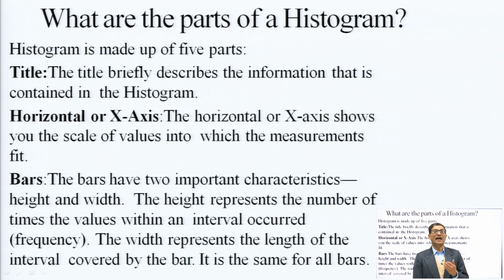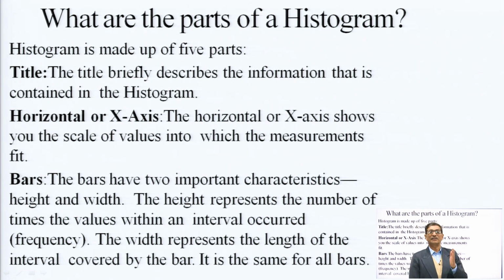The horizontal or x axis shows you the scale of values into which the measurements fall. For example, if we have the variable age, the unit for age is years, and if we have the variable temperature, then the unit may be Celsius or Fahrenheit. Then the third part of the histogram is the bar. The bars have two important characteristics, height and width. The height represents the number of times the value within the interval occurred, that means frequency.